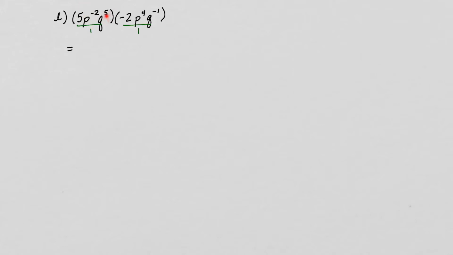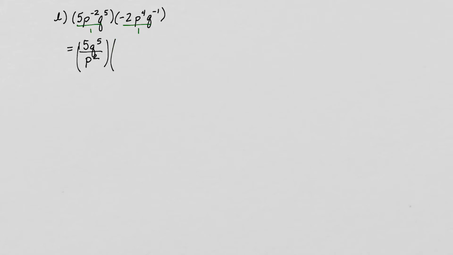Same thing, q to the 5th power, not a negative exponent, so it's going to stay on the top. So the only thing that's going to move is this p to the negative 2. So 5q to the 5th over p squared, times my second fraction here.